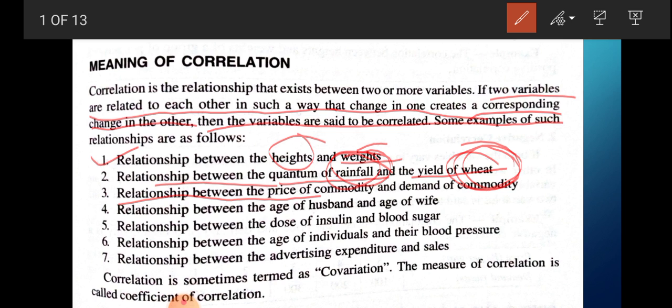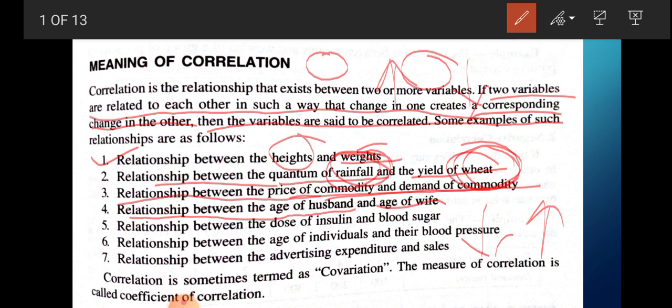Relationship between price of a commodity and demand. If the price rises, then the demand will become less. If the price is very low, then demand will automatically rise. So there is a relationship between price of a commodity and demand. Relationship between the age of husband and age of wife. There is also a relationship. If the husband's age is more, then the wife's age will also be more.